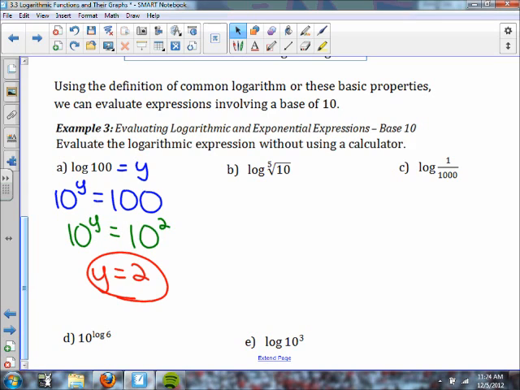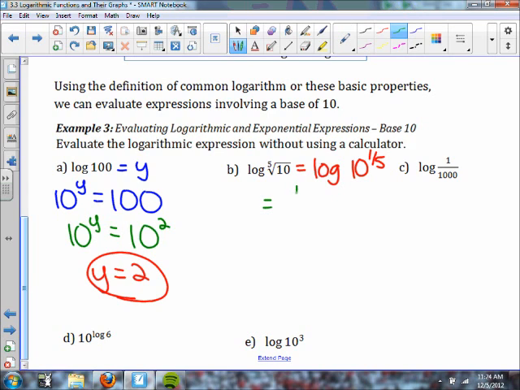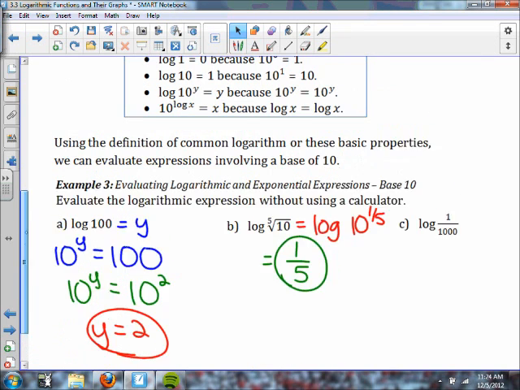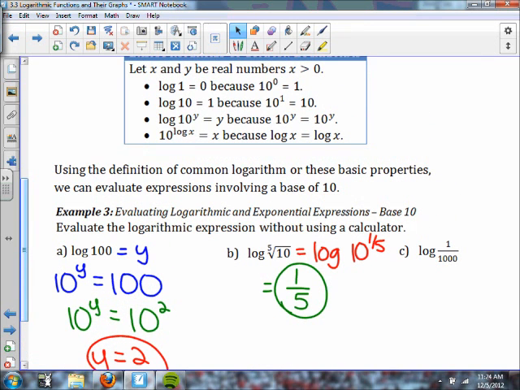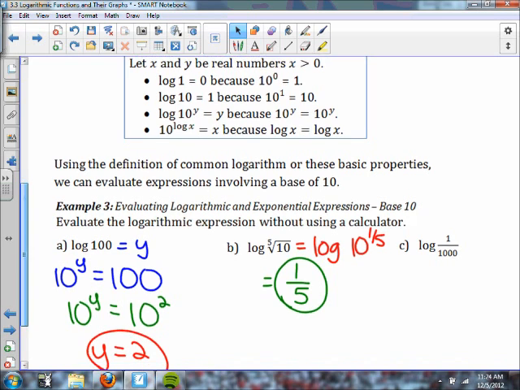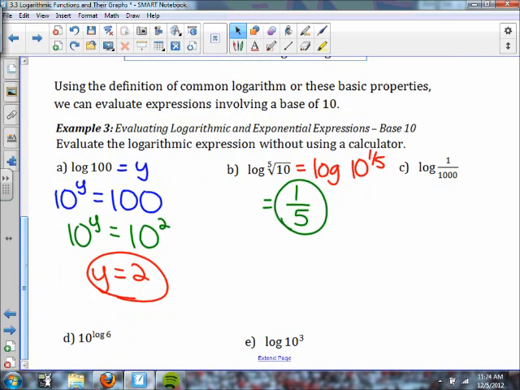If we do the same thing for b, I'm going to use the chart this time. This will equal log of 10 to the 1/5 power, which will simply equal 1/5. Now you can see that right here. Log of 10 to the power of y will equal y, so the power is what it equals. Okay? I'd like you all to try C, D, and E.